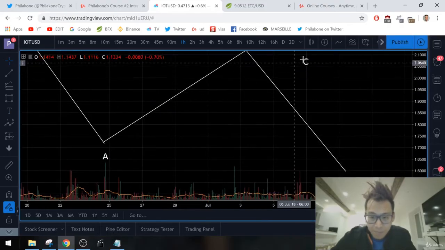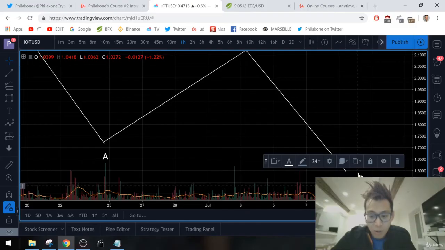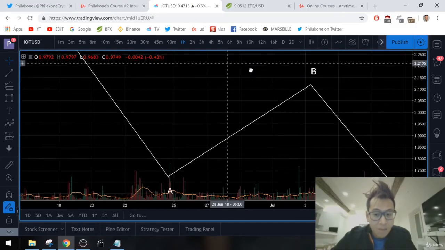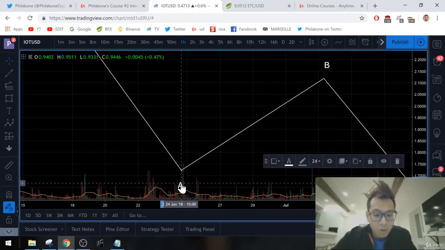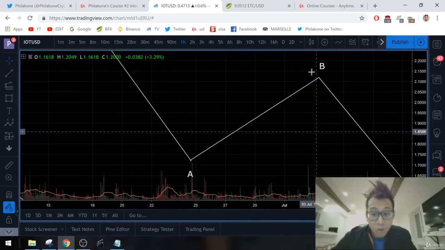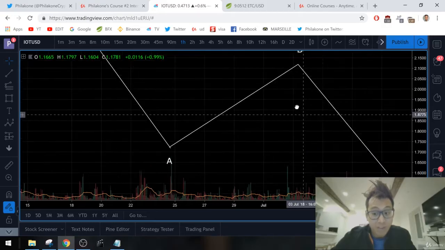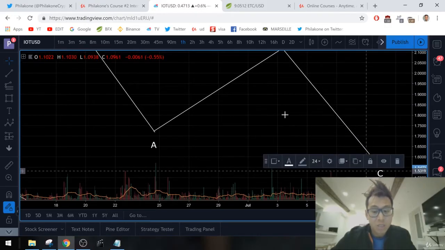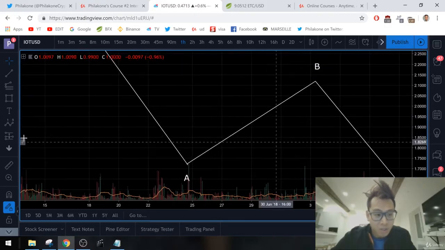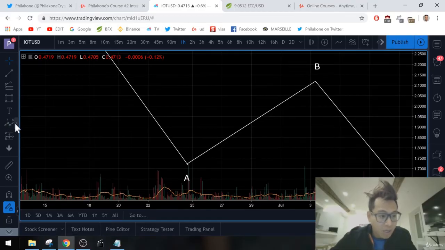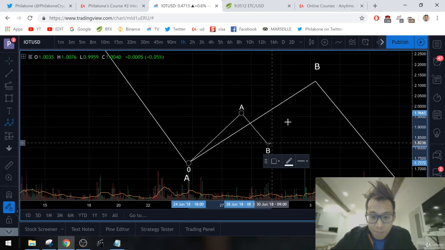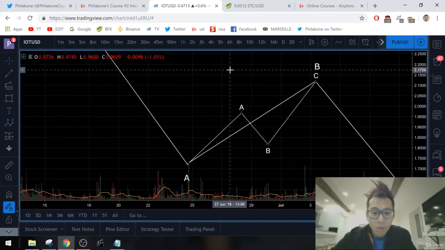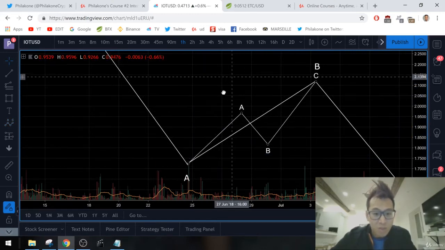So you guys can also decide where you would like to enter. I personally like to go long on A. I like to go long on A, and sometimes I will short on B, and I will definitely go long on C. So I go for the major pivots. So now, if we look at here, this will actually be seen like this: A, B, C. Notice that this is a 3-wave structure.